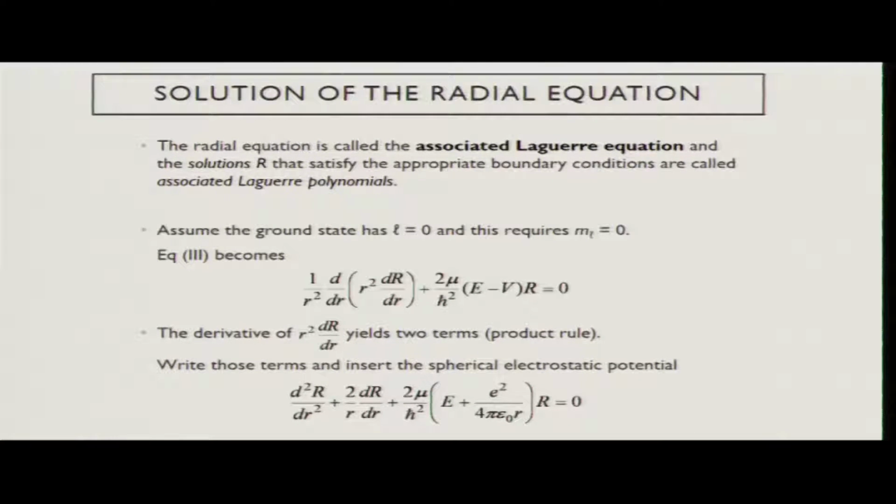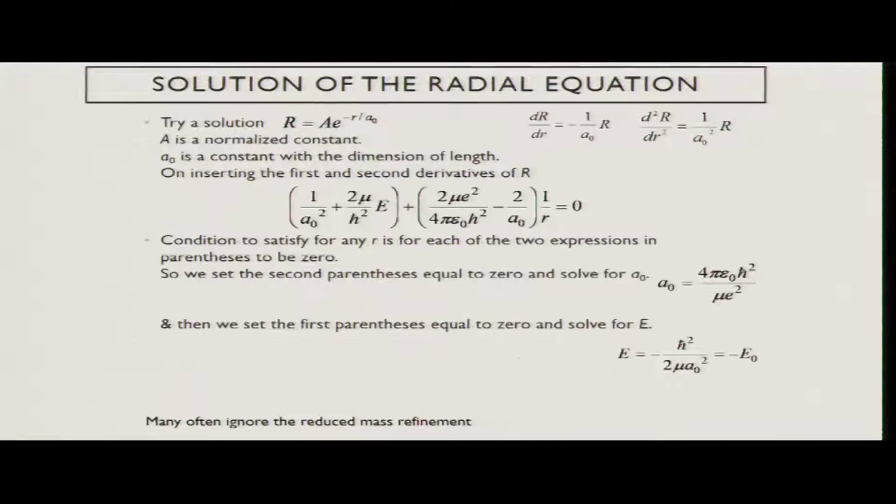Assuming that the ground state has L equal to 0, which requires m sub L equal to 0, equation 3, which is the radial part, takes this form, where the derivative of r squared times dR/dr yields two terms, based on the product rule. Writing those terms and inserting the spherical electrostatic potential, we get the final form.